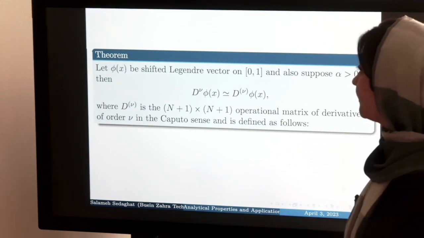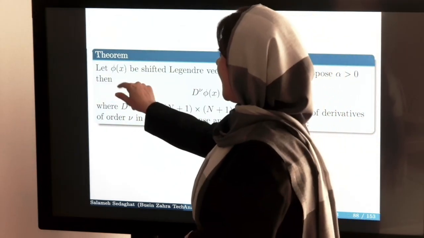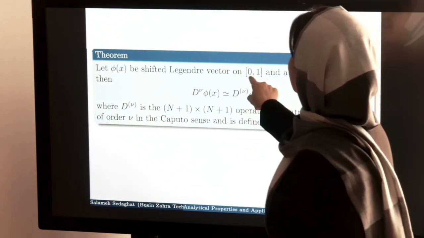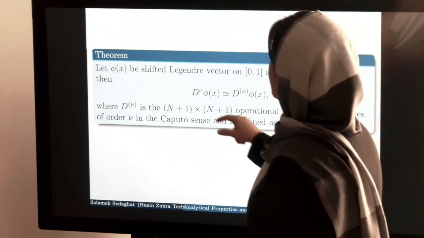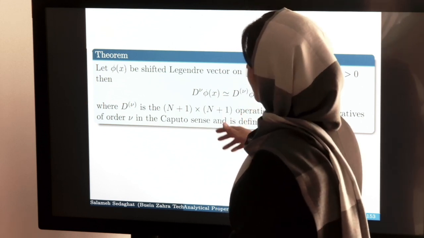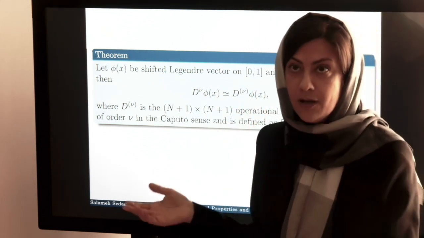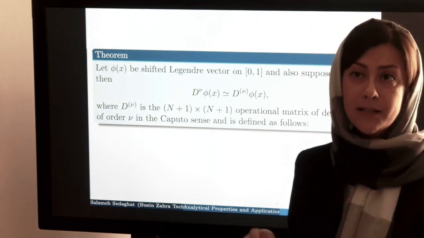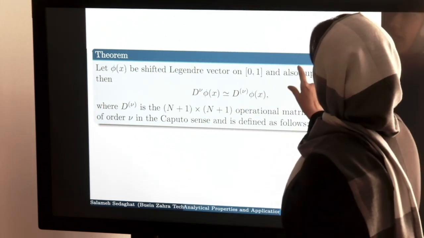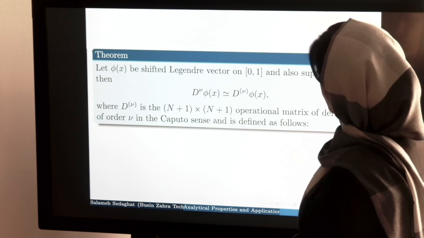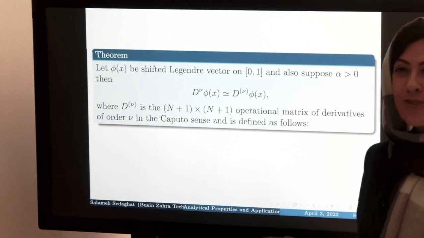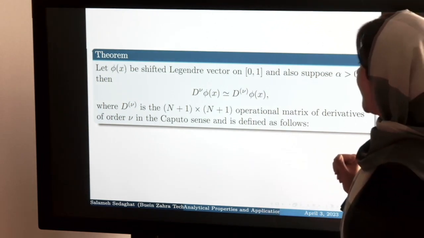Here we have a theorem. Suppose that phi of x is a vector of shifted Legendre polynomials on the interval 0 to 1, because we know that Legendre polynomials are defined on the interval -1 to 1. Because next I want to use them for some examples that are defined on the interval 0 to 1, I use this definition. Also, suppose that nu is bigger than 0. We have these properties for the fractional derivative of order nu.